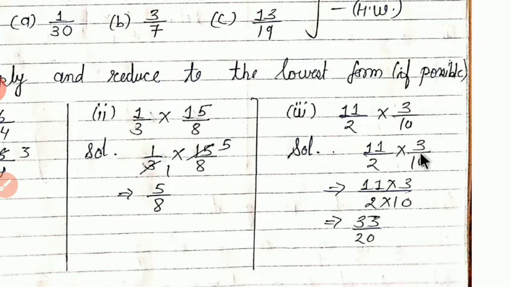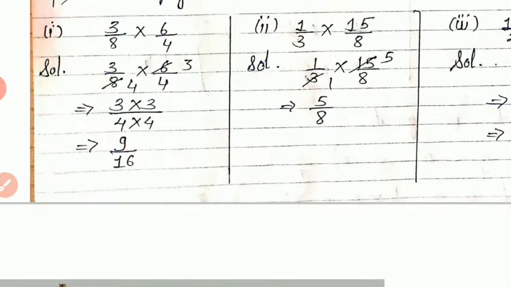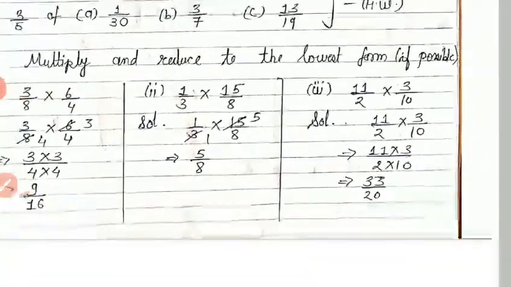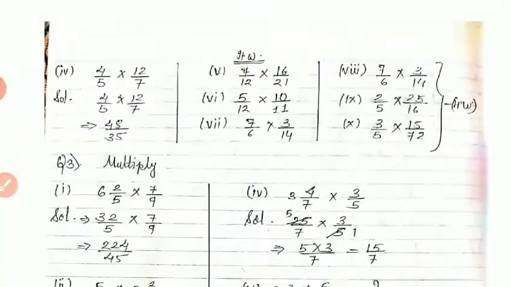Third one, 11/2 into 3/10. Here also we cannot cut. We can see 2 ones are 2, 2 fives are 10, but it is not possible here as it means multiplication. So directly we have to multiply here. 11 into 3 and 2 into 10, which is equal to 33/20. If it is not possible to divide, then directly you have to multiply.